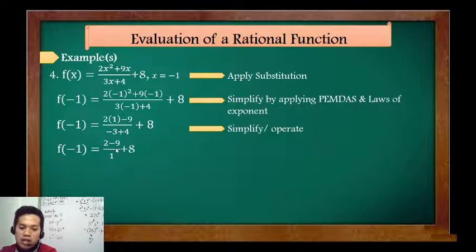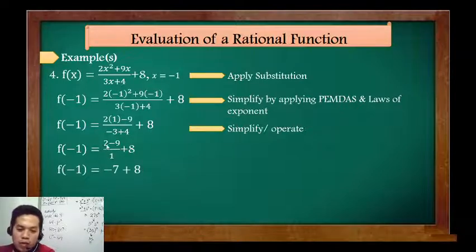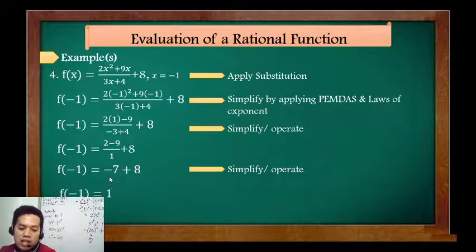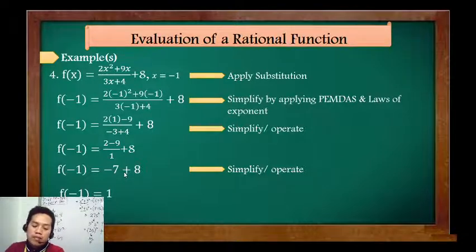Okay, 4 minus 3 is 1, then copy ang 8. Okay, next is 2 minus 9, this is negative 7. Negative 7 over 1 is just negative 7, then plus 8 dayon ka. Okay, so simplify, operate. Then we have negative 7 plus 8, so naa tay positive 1. Copy the sign of the bigger number, then proceed to subtraction.